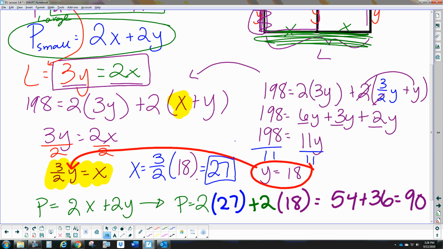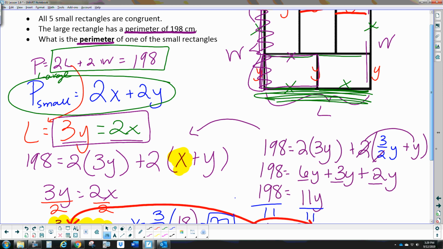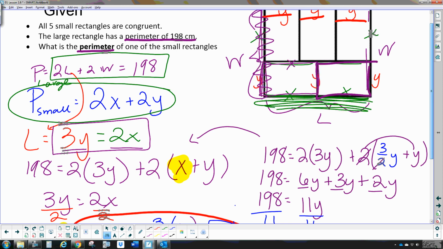That's the question. What is the perimeter? The perimeter of one of these small rectangles, any one, doesn't matter which one, they're all congruent. So the perimeter of one of those small rectangles is 90 centimeters.